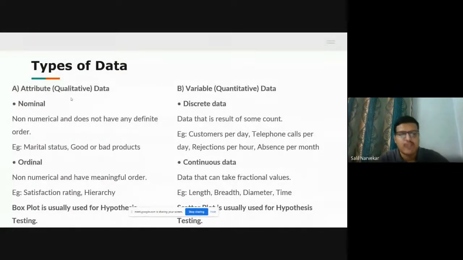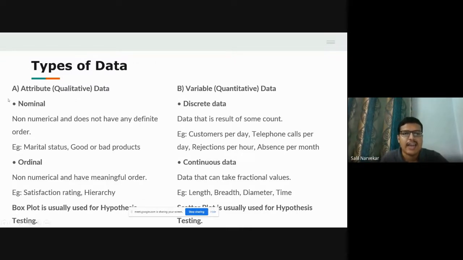So there are 2 types of data basically. They are attributive data, which is the qualitative data, and the variable data, which is the quantitative data. Attributive data is further classified into nominal data and ordinal data. Nominal data is non-numerical and does not have a definite order. Examples are marital status, good or bad product. Ordinal data is also non-numerical, but it has a meaningful order, like a satisfaction rating or a hierarchy. Basically students, teaching assistant, assistant professor, associate professor, professor. That hierarchy, if you have data in that order, then it will be ordinal data.